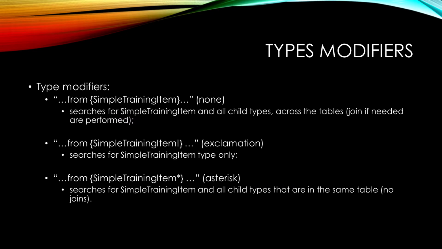By default, the search is done by the specified type and all its child types. Joins are done by the Hybris internally. With exclamation mark, you can limit search to the specified type only. And with asterisk modifier, search will be performed only for specified type and child types that are using the same table, so no joins will happen.